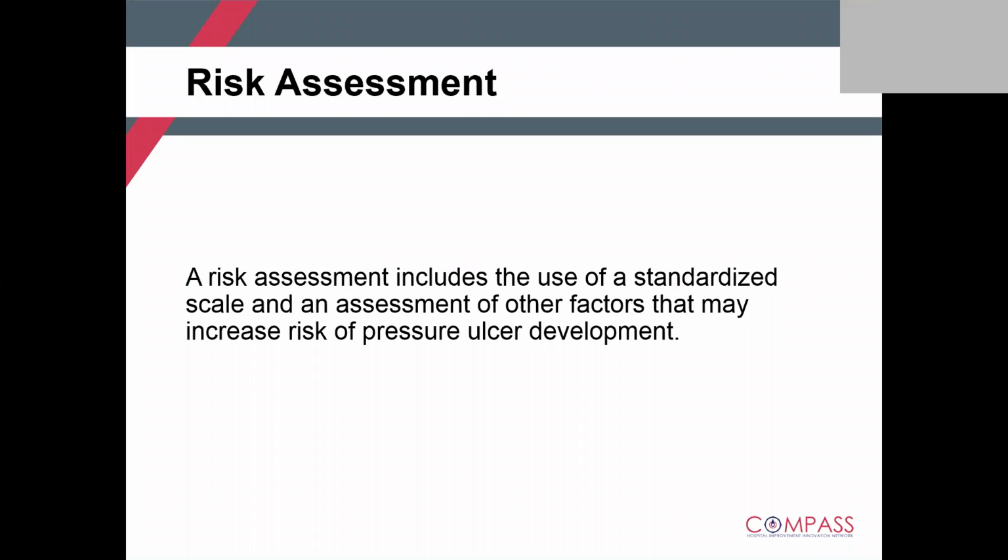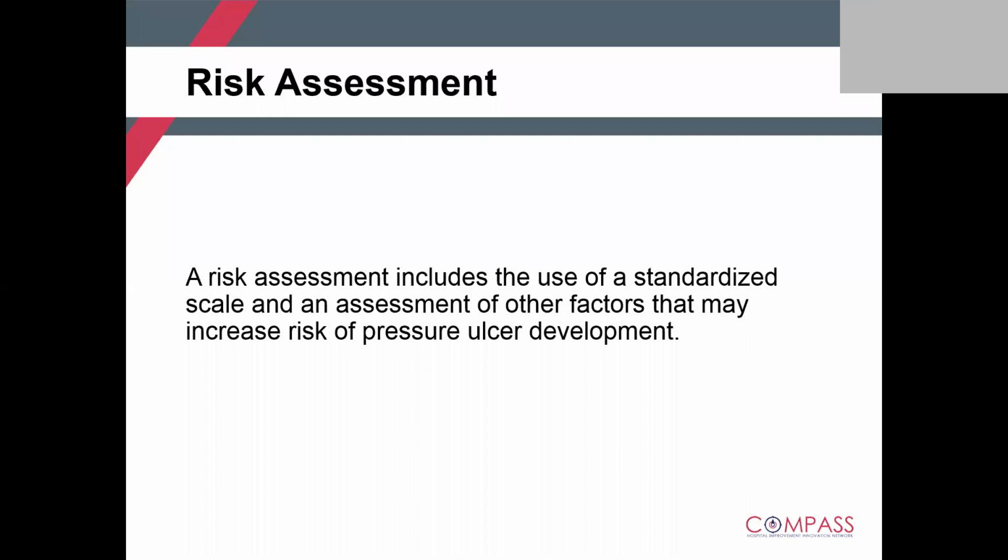All right, so the next thing we're going to talk about is the risk assessment. After you've completed a comprehensive skin assessment, the next step is to turn that information into a risk assessment. So this includes the use of a standardized scale and an assessment of other factors that may increase risk of pressure ulcer development. This is typically the Braden score.